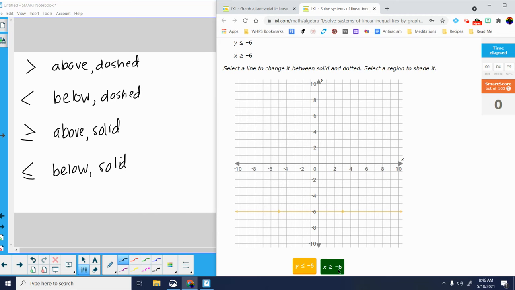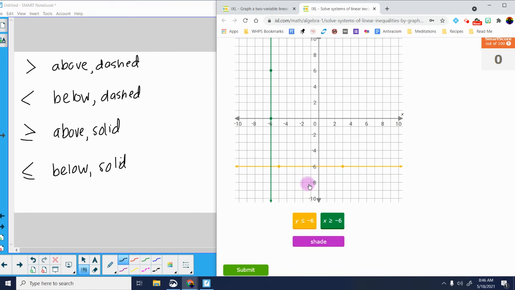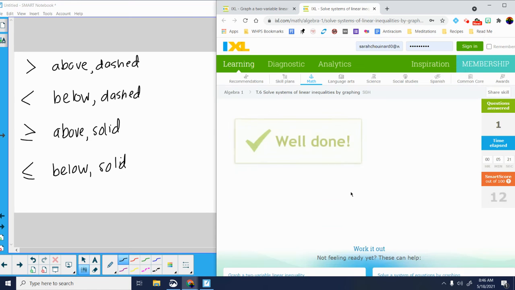X is greater than or equal to -6. So that's going to be a vertical line that is solid, and they want it to be greater than, so above is on this side. So where does below yellow and above green overlap? I'm going to shade right here because it's below yellow and above green.